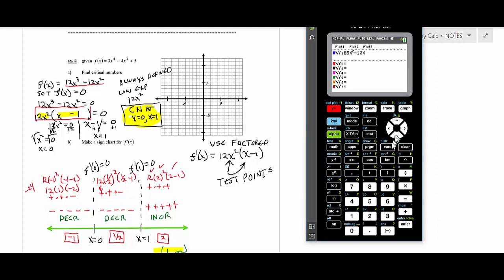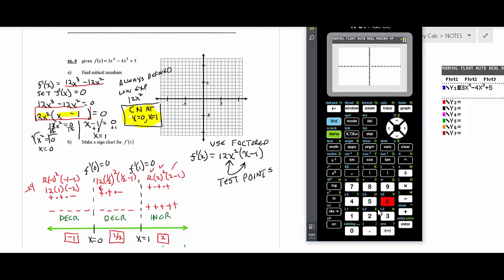I'm going to go to y equals, and I'll put in the function. Do this along with me, so it sinks in your brain a little better. 3x to the fourth minus 4x to the third, and then plus 5. Okay, like this. And again, just do a standard window, so just go zoom 6. And let's see if that graph looks kind of like what we sketched.